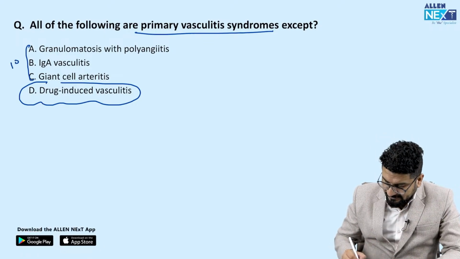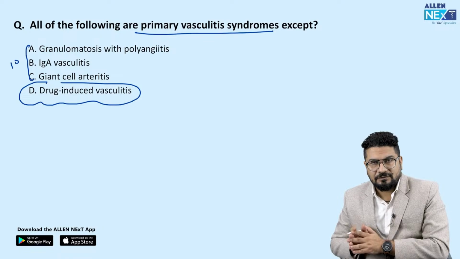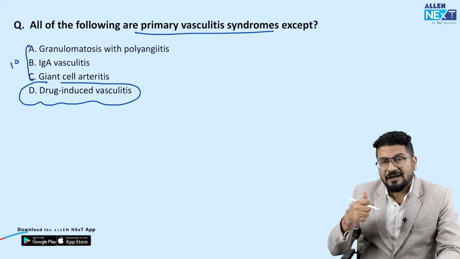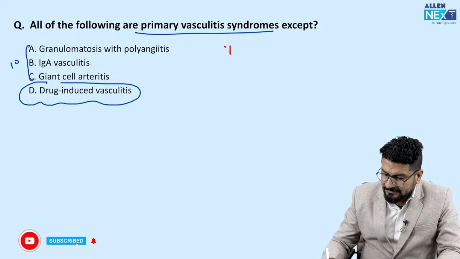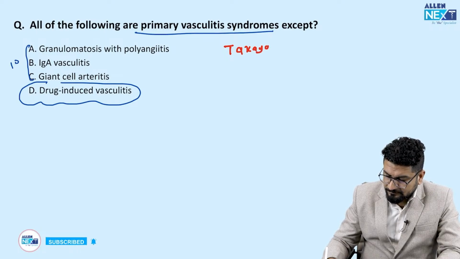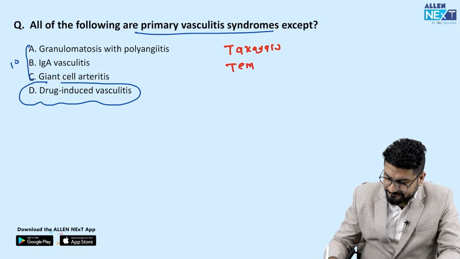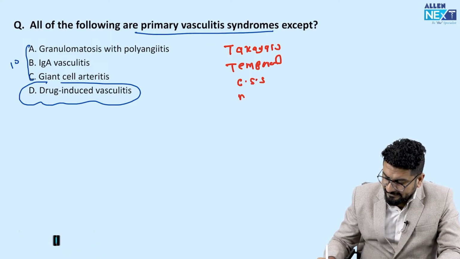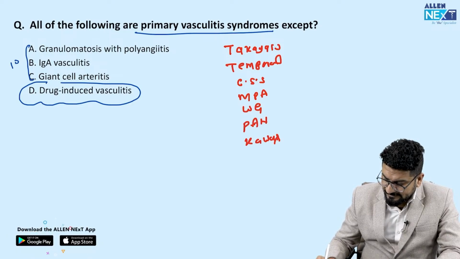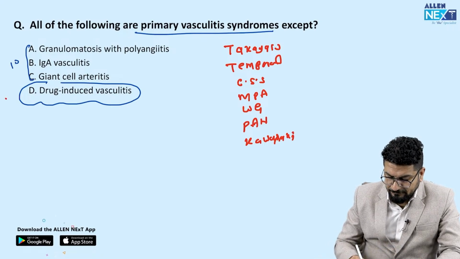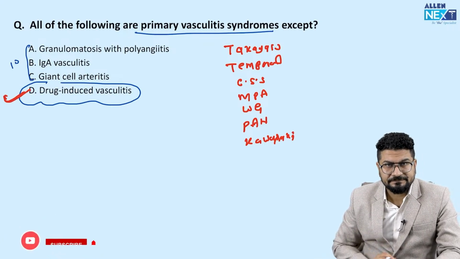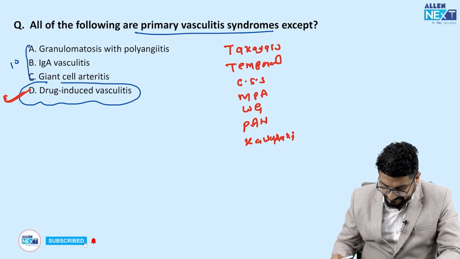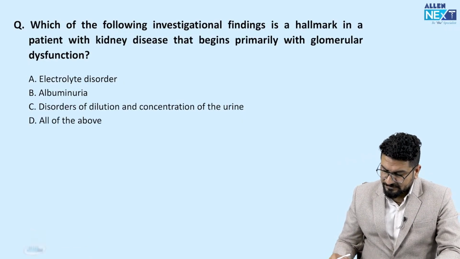What are the others? Remember, whatever we study in the topic of vasculitis, like Takayasu arteritis, temporal arteritis, then we have Churg-Strauss syndrome, microscopic polyangiitis, granulomatosis with polyangiitis, polyarteritis nodosa, Kawasaki. All these are primary vasculitis. Drug-induced vasculitis is always secondary. Is it clear? That's something you have to remember. Okay, coming to the next question.